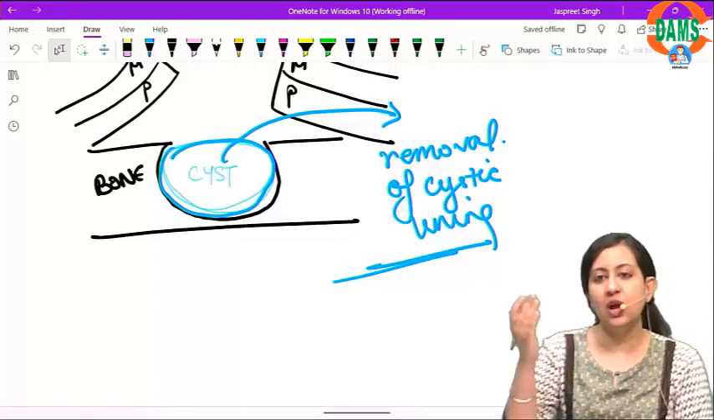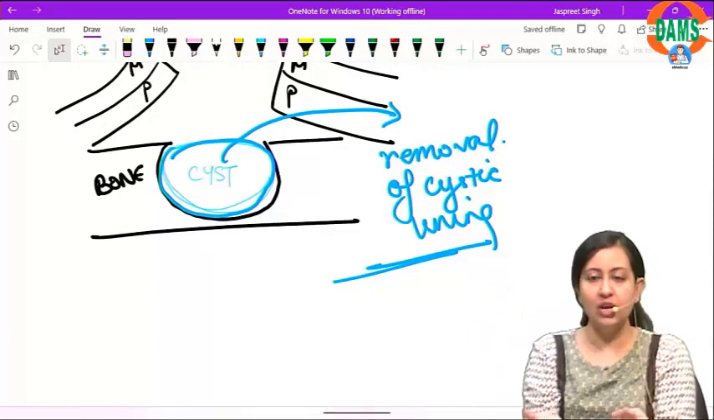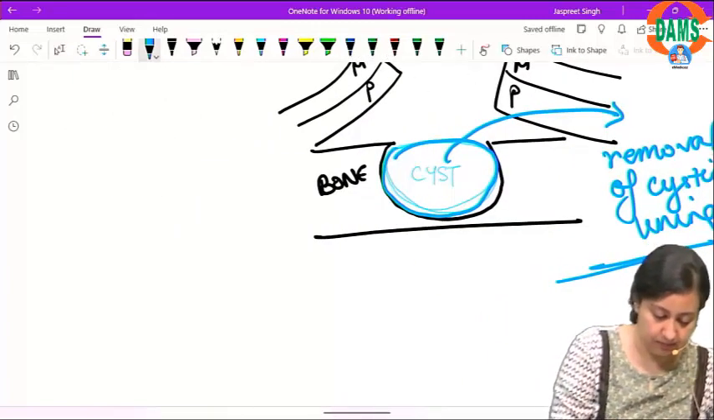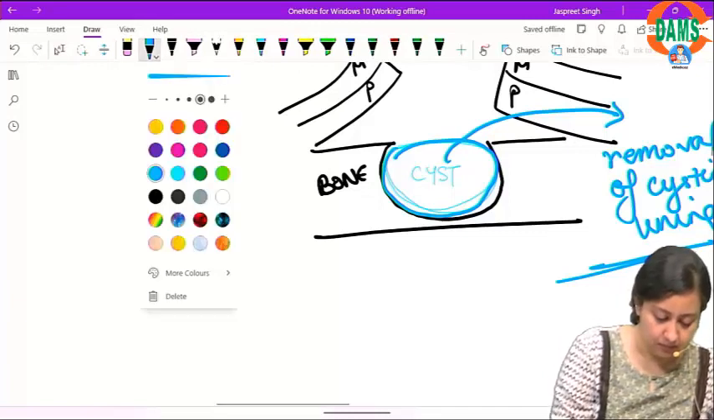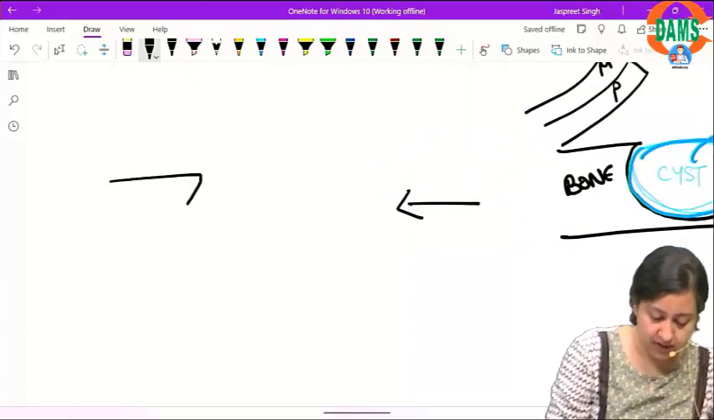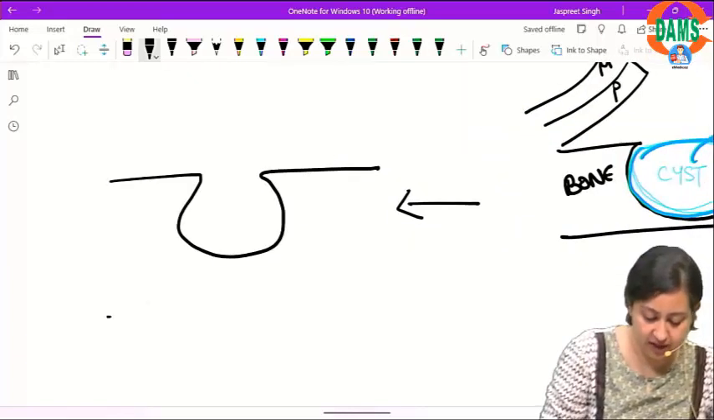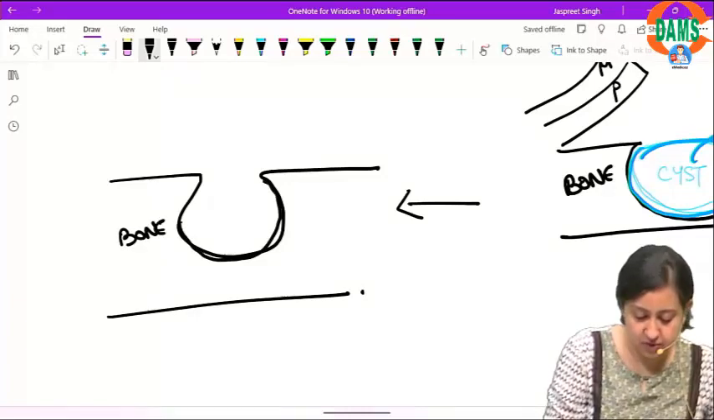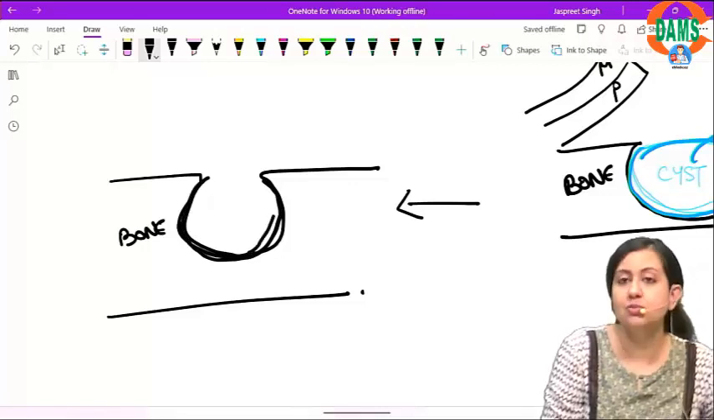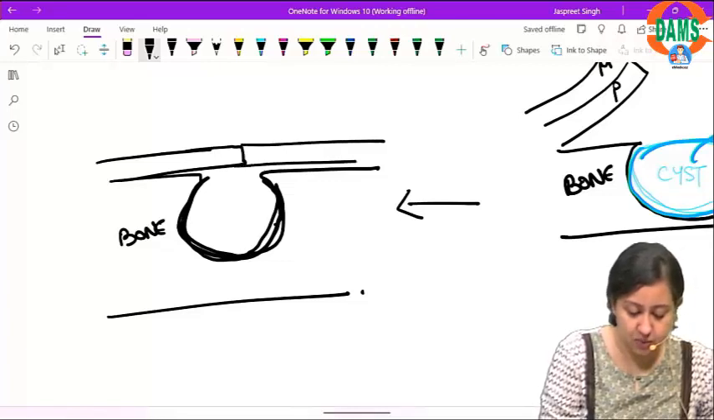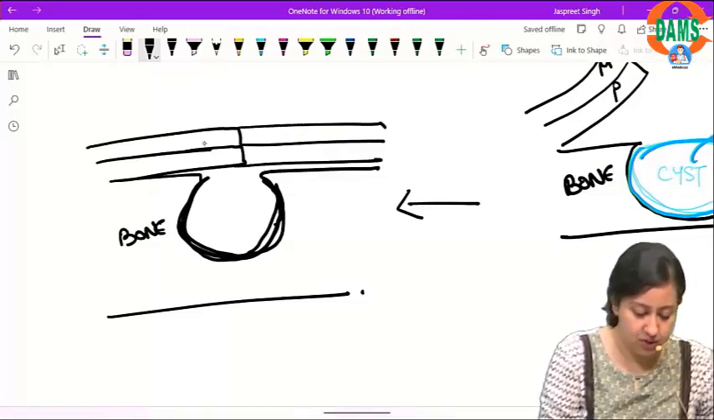अब जब आपने सॉफ्ट टिश्यू लाइनिंग हटा दी तो आपके पास एक हॉलो बोनी कैविटी बचेगी. You will be left behind with a hollow bony cavity like this. This surface is bone. जहां अभी मेरा मार्कर चल रहा है, that surface is bone. Okay, and you will suture back the mucoperiosteal flap.